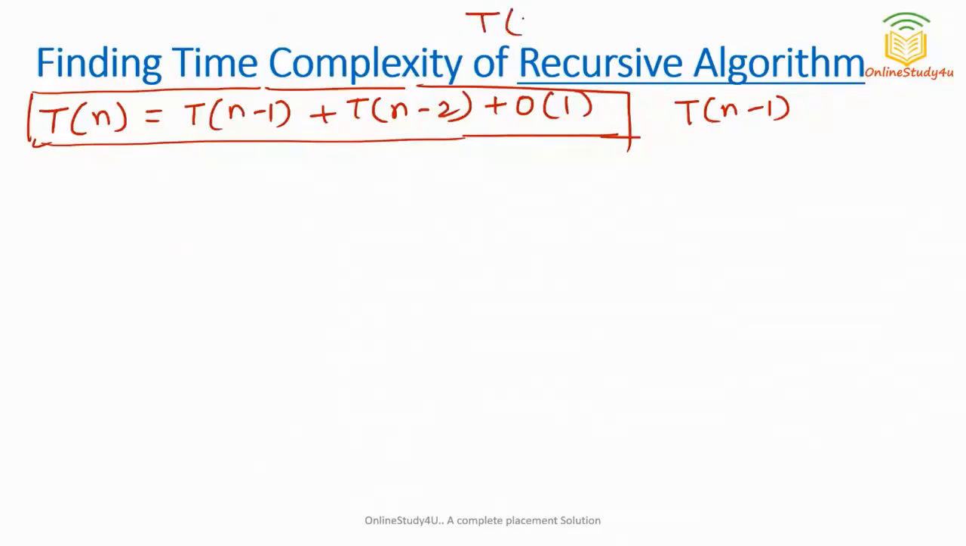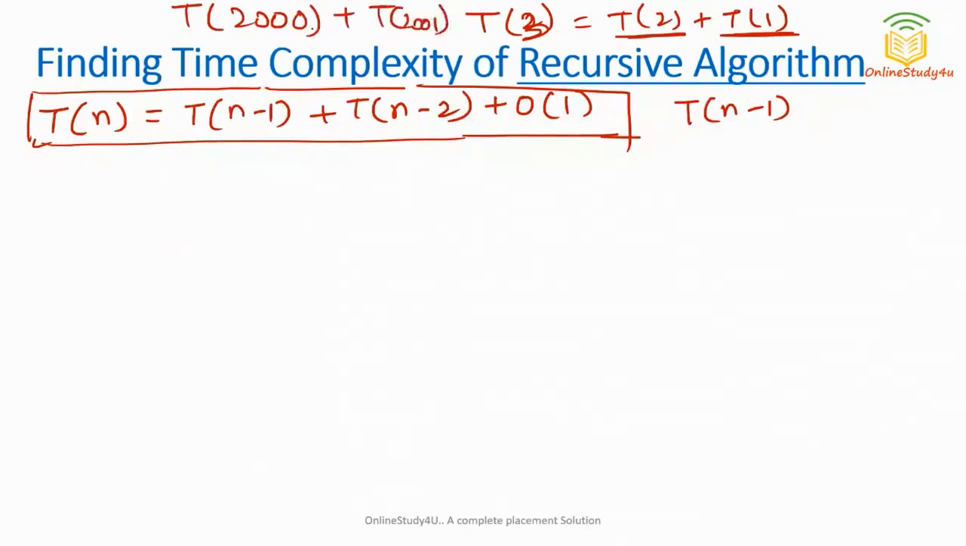If I am finding Fibonacci of 3, it will be T of 2 plus T of 1. Now this T of 2 and T of 1 differ by only one step. Suppose it was T of 2000 plus T of 2001. The time taken to find the Fibonacci number at the 2000th position and at the 2001st position are both similar or not? They are similar. The time taken will be almost similar.